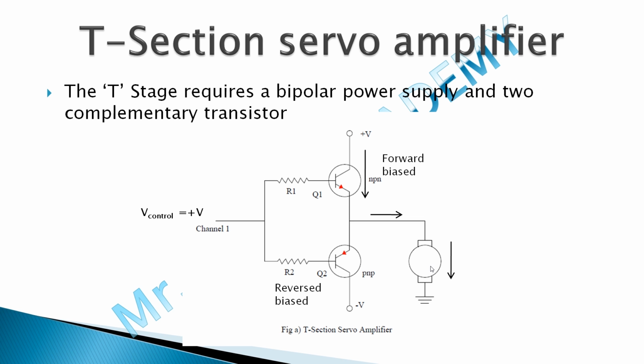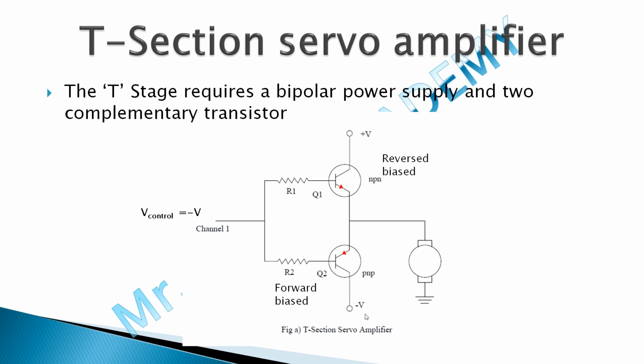Now suppose I change the control voltage, and instead of positive, I supply the negative voltage. What will happen? Again the negative voltage is supplied to Q1 as well as Q2, but as Q1 is an NPN transistor and Q2 is a PNP transistor, now Q1 will be reverse biased and Q2 will be forward biased. That means Q1 is off, Q2 is on.